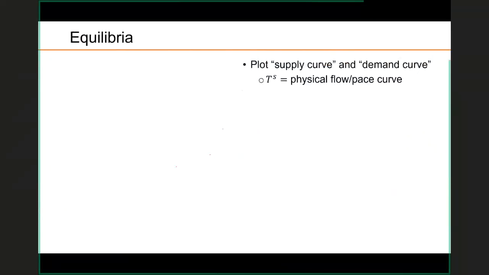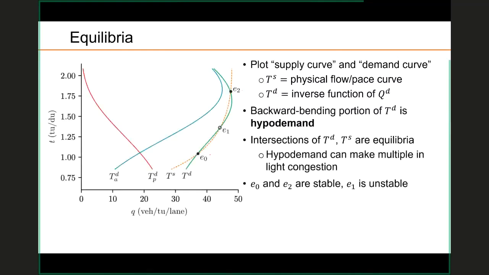So what we do is we basically plot the supply curve and a demand curve. TS is the physical flow unit travel time curve. TD is the inverse function of QD. And okay, there's the plot right there. So here we see the inverse of that function QD that we just derived. TS is that function that goes like this. And what we can see is that because QD can rise as TD rises, this TD, the inverse function, can actually bend backwards.